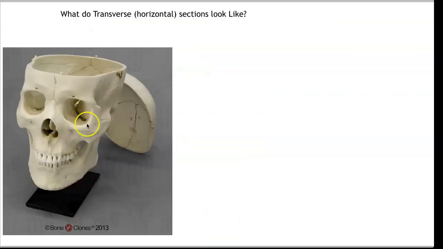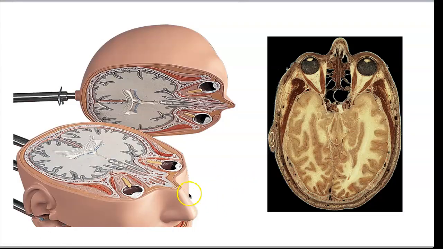So what do these look like? Well, here's the skull. So if they did a horizontal cut, they now remove the top part of the cranium right here. And this is a horizontal, aka transverse cut. Here we have another model. Here's the nose, ears, eyes. Here's the back side of the head. They've done a transverse horizontal cut. We've got a top half and a bottom half. You can see the eyes. You can see both sides of the brain, the right and left hemispheres of the brain.